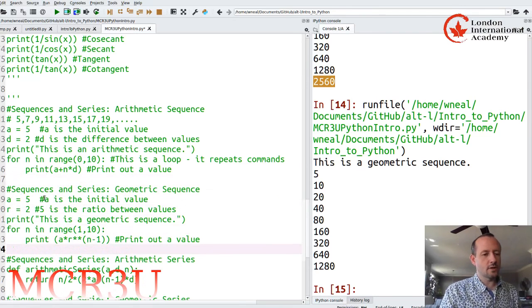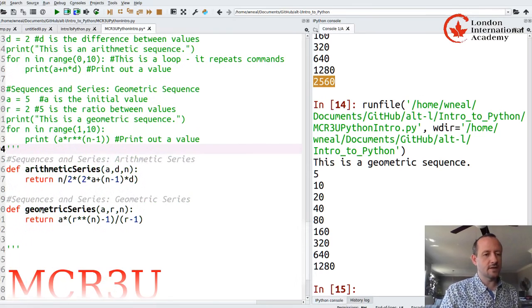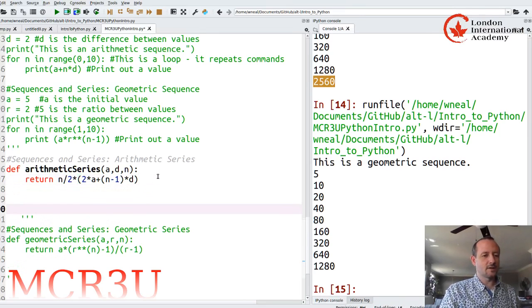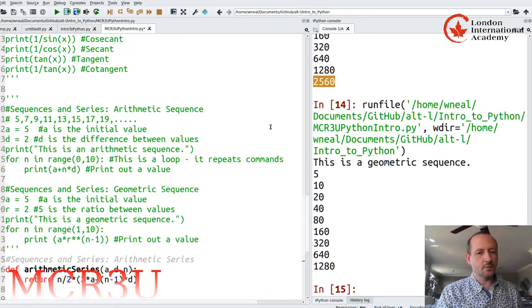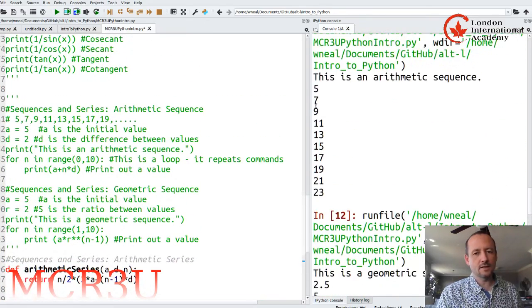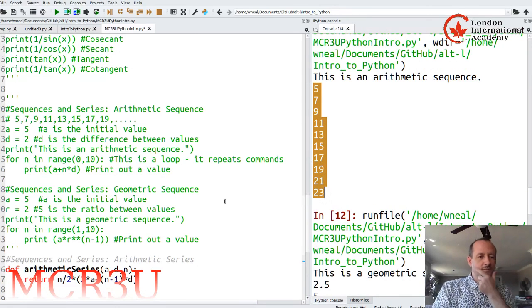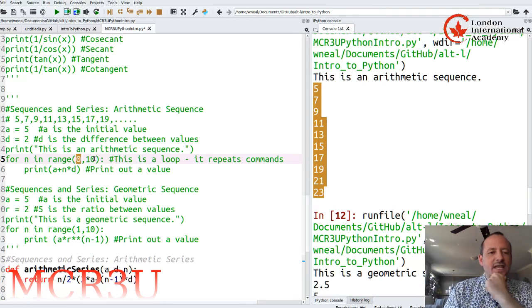All right, two more little ideas to discuss in this video. And the first one here is an arithmetic series. What is the sum of a set of numbers? So for example, up here, we did a sum of numbers 5, 7, 9, all the way to 23. Well, what would be the sum of these numbers? So n started at 0 and went up to 9. There are actually 10 values of n. And we start at 5, and we have a difference of 2.